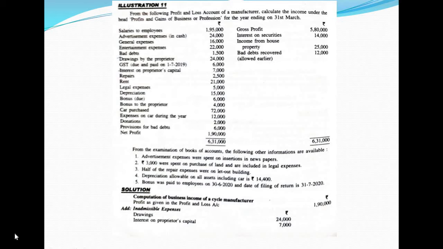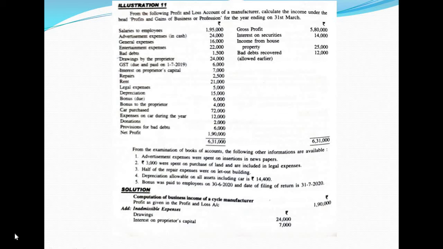So now under this problem, you know that the net profit is 1,90,000. Then you have to add back the inadmissible expenses. So now let's look at the debit side of the profit and loss account. So the first item will be the advertisement expenses, which has been paid in cash, in excess of rupees 10,000. Then we'll have the drawings by the proprietor. Then we'll have the interest on proprietor's capital.